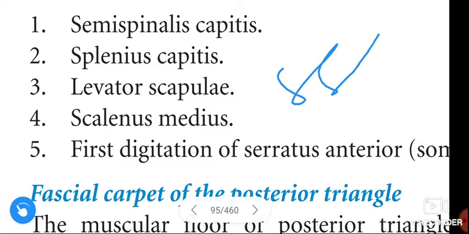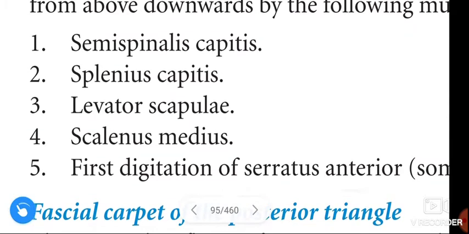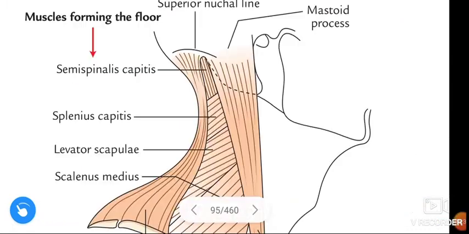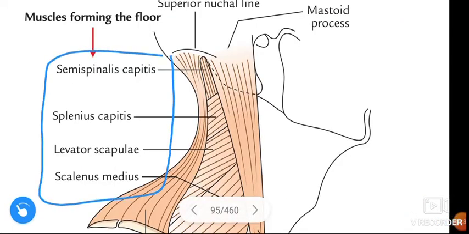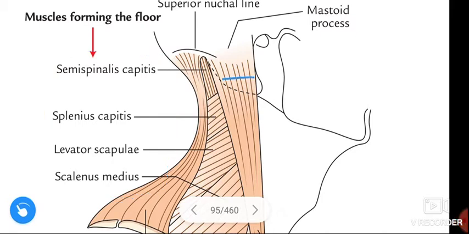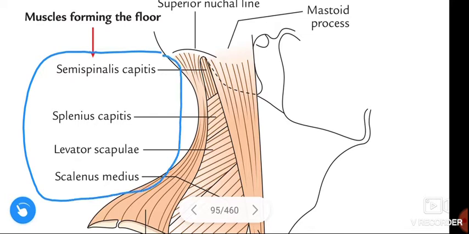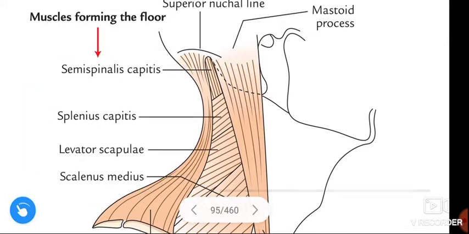SS, LSF. All are S. See here: S, S, S, and S. These are the four muscles that form the floor of the posterior triangle.